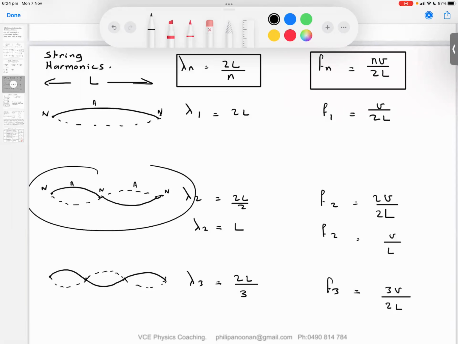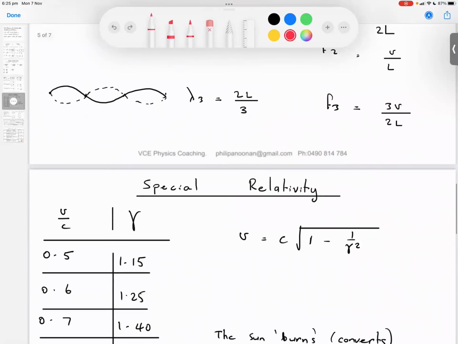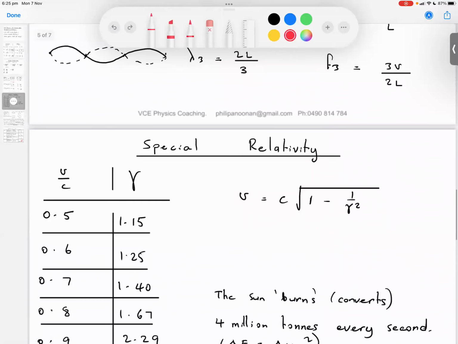Sometimes the examiners ask us to draw a certain harmonic pattern. And remember that for strings fixed at one end only, the pattern's a little bit different. It's lambda n equals 4L on n, not 2L on n as it is for a fixed string. And if you've got time, you can draw those yourself.